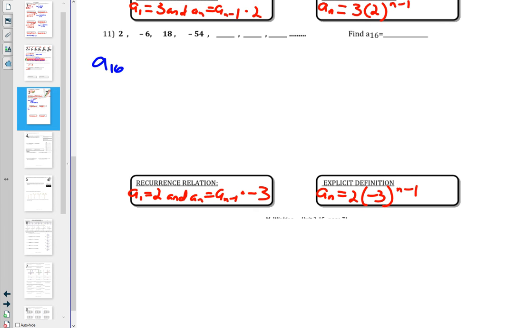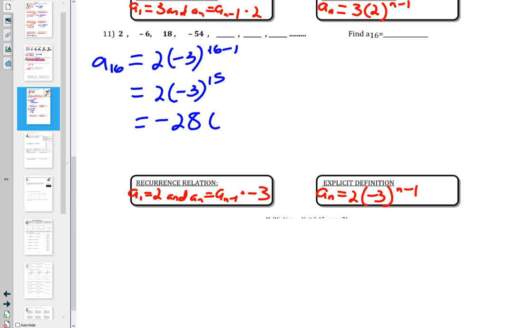Unlike the other one where I actually took some time to simplify, it's not done as often. You have to know your properties of exponents. You're not really saving yourself much, so you might as well just substitute. So 2 times -3 to the 50. That's what you would put into the calculator. And as Ann said, that is -28,697,814.